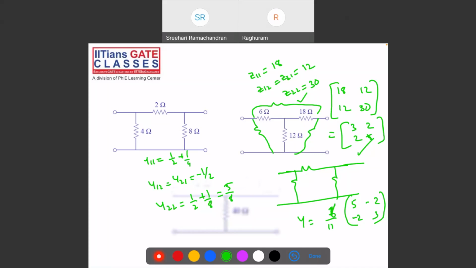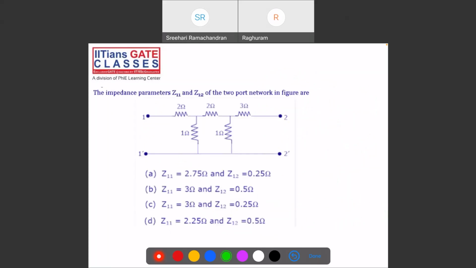Understood, right? See the impedance parameters Z11 and Z12 of the two-port network shown. Tell me, try to do this one.